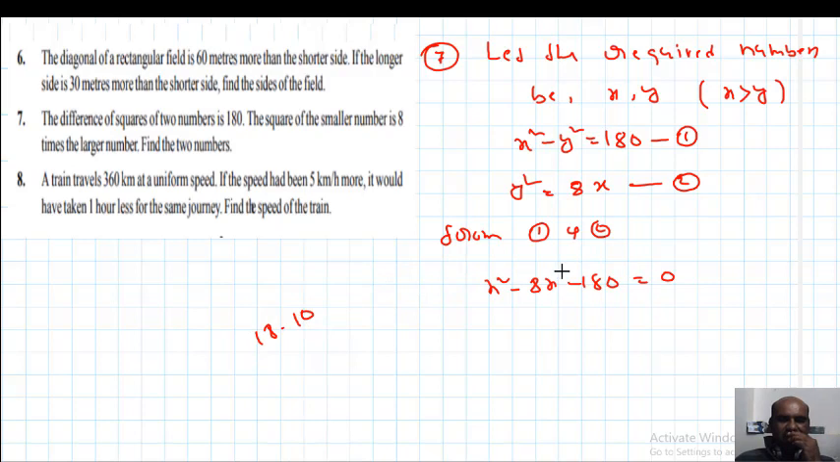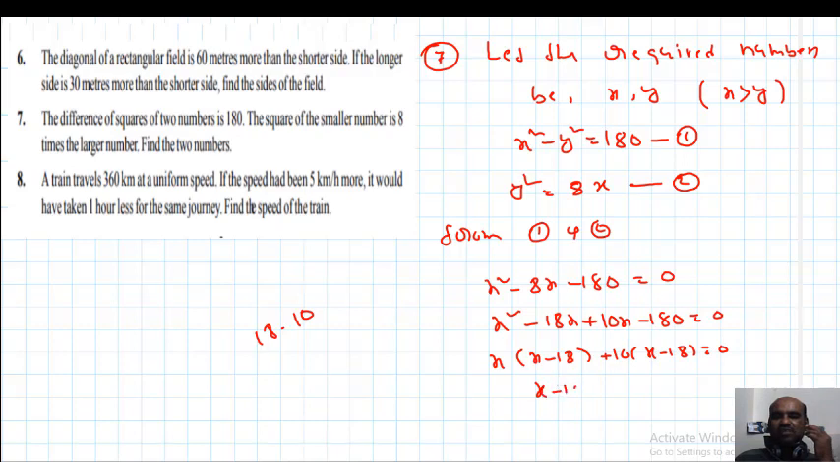18 tens are directly satisfying, na? So x² − 18x + 10x − 180 = 0. Taking x common, x(x − 18) + 10(x − 18) = 0, or (x − 18)(x + 10) = 0. Therefore, x = 18 or −10. Again, −10 should be rejected here because they are numbers, and they should mention that these are whole numbers. That's why I want to take x = 18.